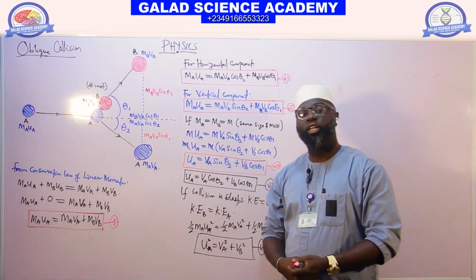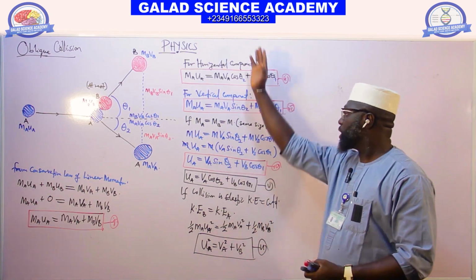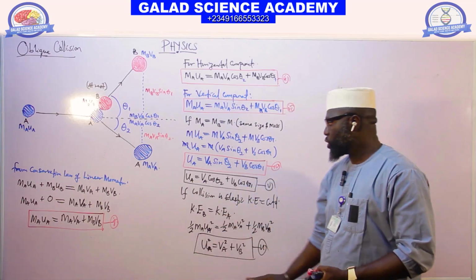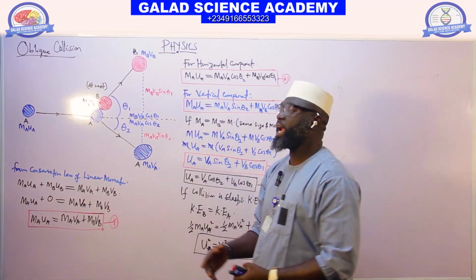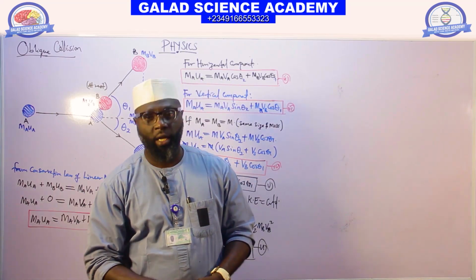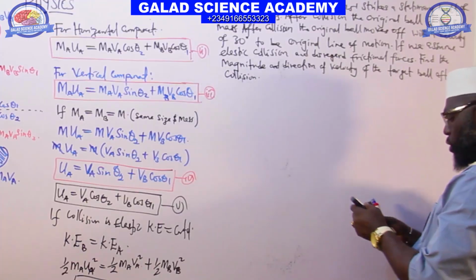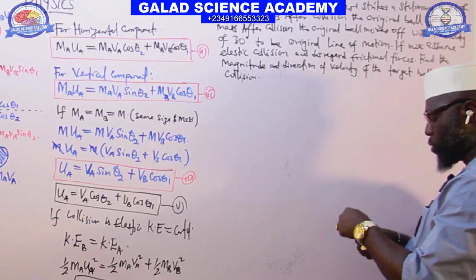So no matter how they choose the question, you can use equation 1 to equation 6 to solve for any oblique collision. Let us solve one question on it. Solution: let's solve this question under oblique collision.